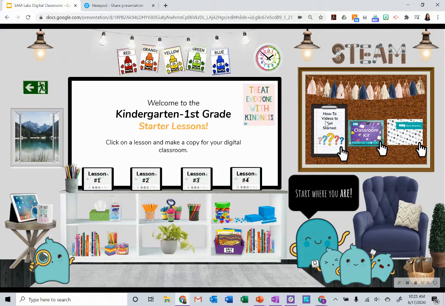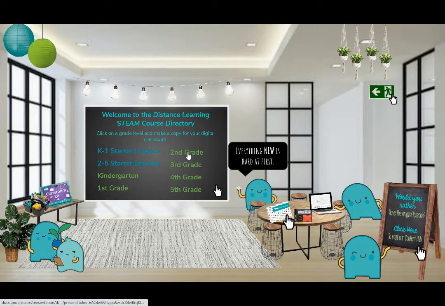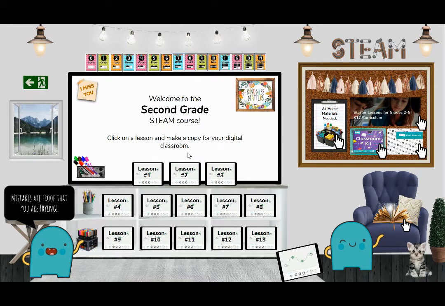And you can see that there are also some other resources for you to click on. But when you see this green exit arrow, that's going to bring you back to our directory. Now let's take a look at a specific grade level's course. I'm going to use second grade as an example. You might notice that when I click on the grade level, all the lessons are going to be set up on tablets, just like with the starter lessons.